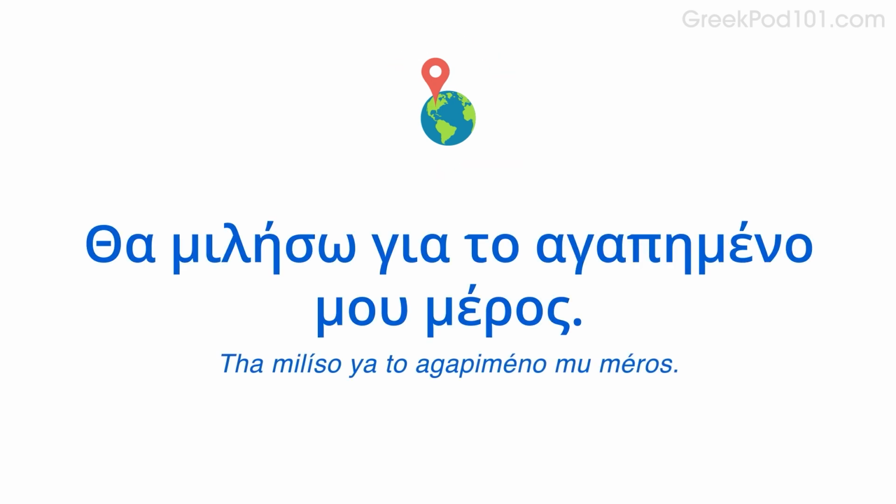Θα μιλήσω για το αγαπημένο μου μέρος. Now, answer the question saying you're going to talk about your favorite place. Για ποιο πράγμα θα μιλήσεις? Θα μιλήσω για το αγαπημένο μου μέρος.